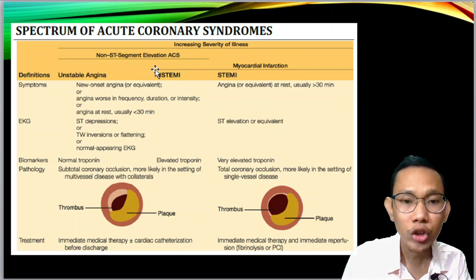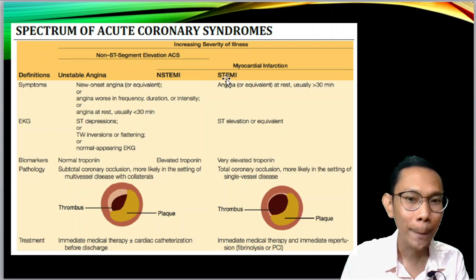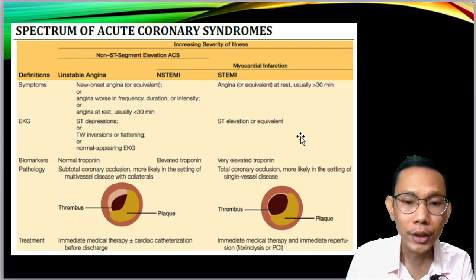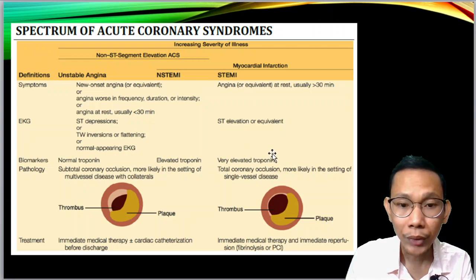But we can differentiate non-STEMI versus your STEMI because of the ECG itself. If there is ST elevation, that's your STEMI. And also, in your biomarkers, your troponins are very elevated.